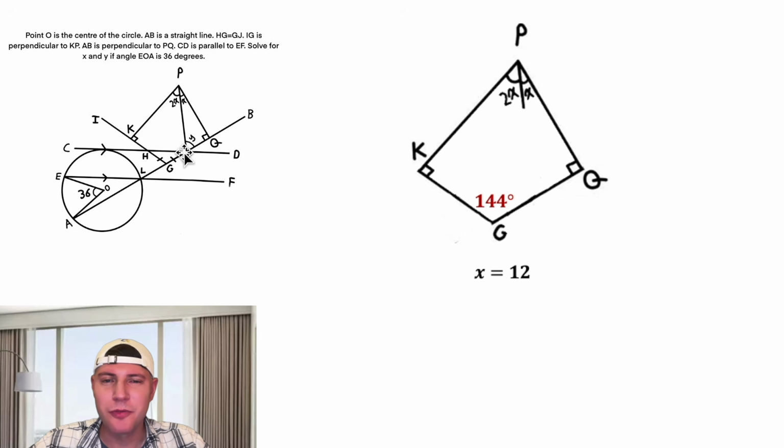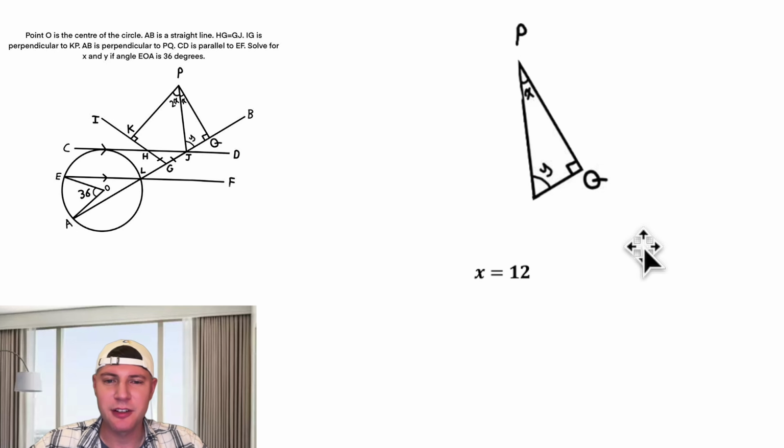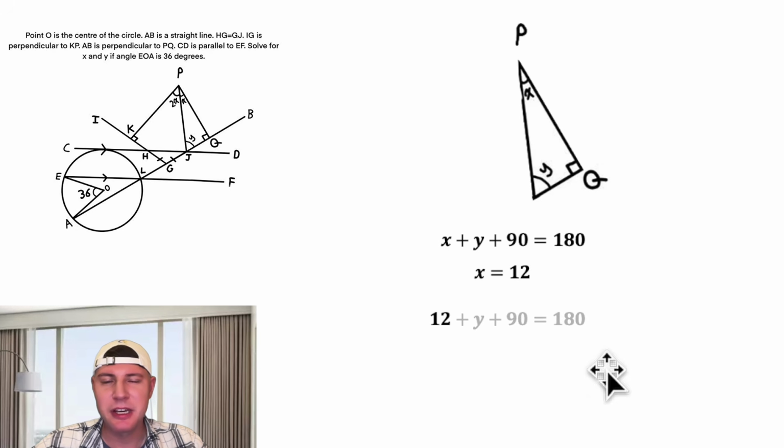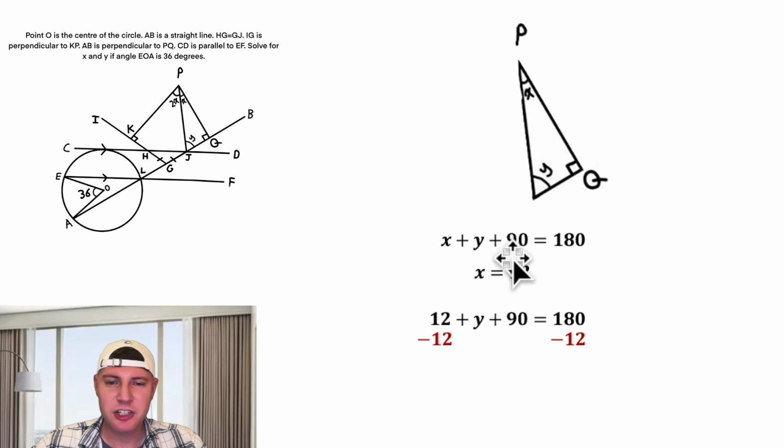And next, to solve for y, let's bring in this triangle and focus on this triangle. The sum of the interior angles of a triangle is equal to 180, so we can say x plus y plus 90 is equal to 180. In the place of this x, we can plug in 12 and copy down everything else. Let's subtract 12 from both sides and subtract 90 from both sides.